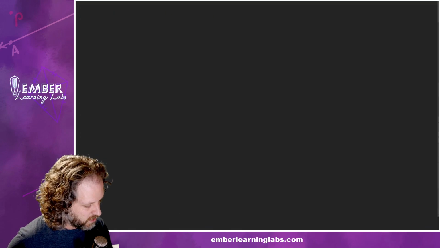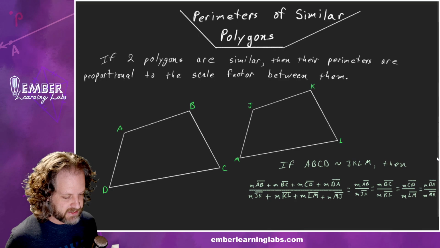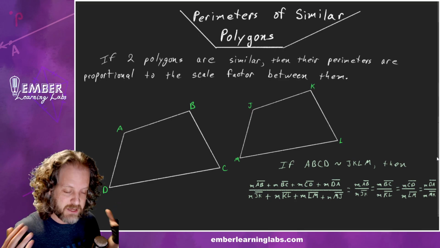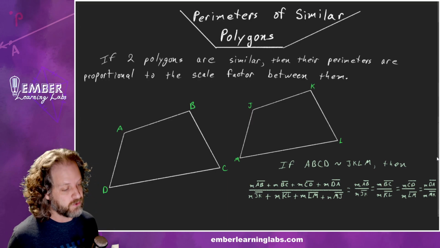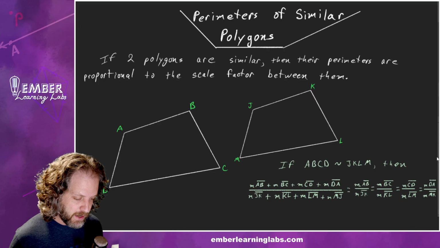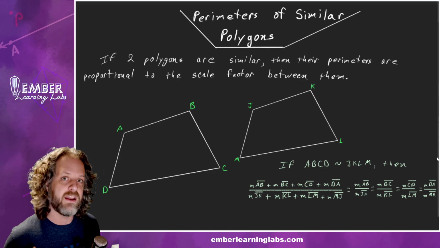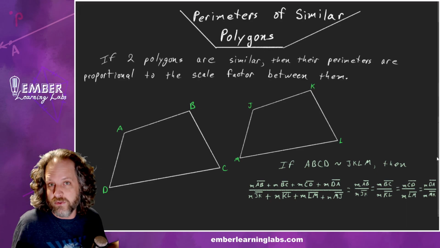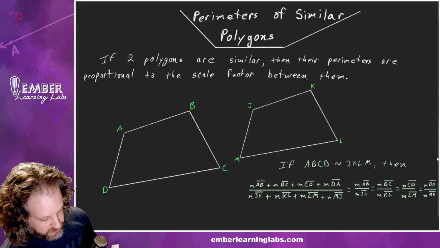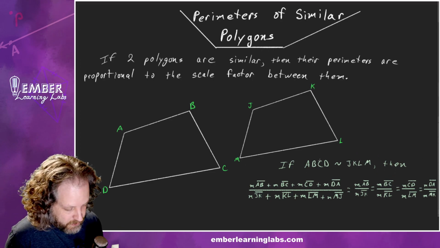All right, so the last concept that we're going to hit in this lesson is that perimeters of similar polygons have a proportional relationship. So if two polygons are similar, then their perimeters are proportional to the scale factor between them. We just usually write scale factor as a reduced fraction. But so the perimeters, this notation here is a little bit confusing looking, right?